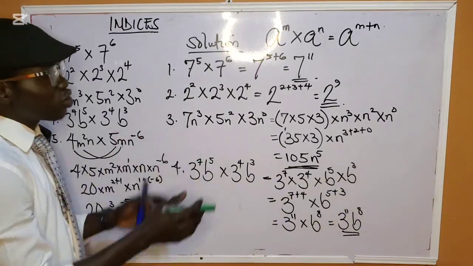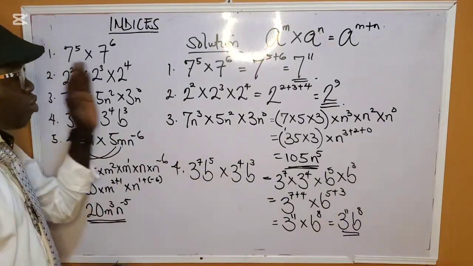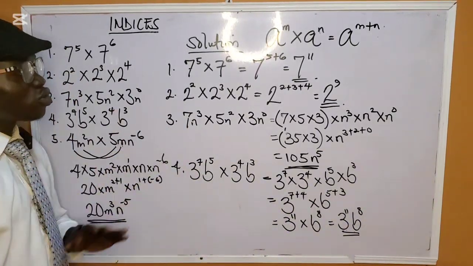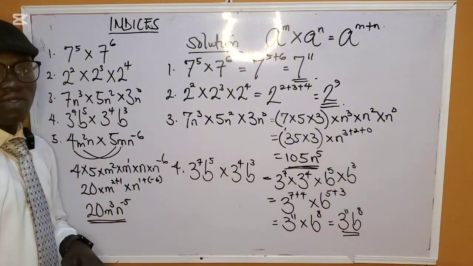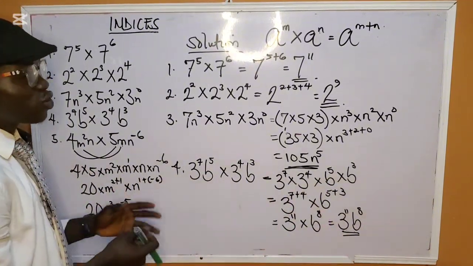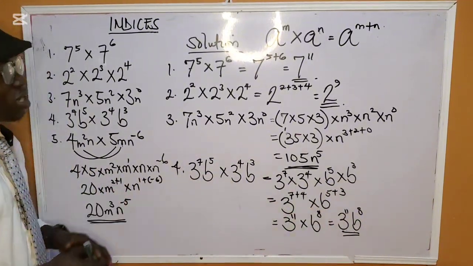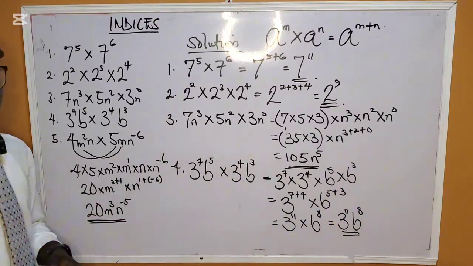Now that we have solved questions under the multiplication rule, we should be able to solve questions on the division rule. So the next one is solving a series of questions under the division rule, or the quotient rule.